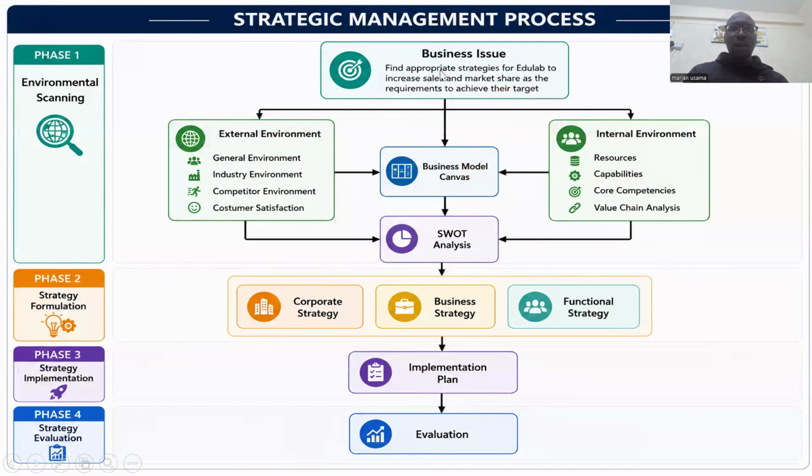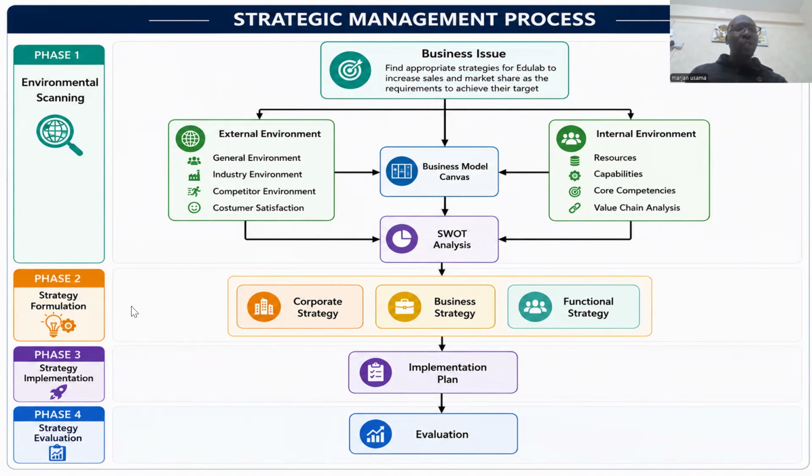Now, as we start our lesson, it's very important to understand this framework. And this is the framework we've been using since we started our course. It is called the strategic management process. Now, in the strategic management process, we always have phase one. If you look at the far left, phase one, remember we talked about the environmental scanning. So the environmental scanning, this is where you scan and analyze both the external environment and the internal environment.